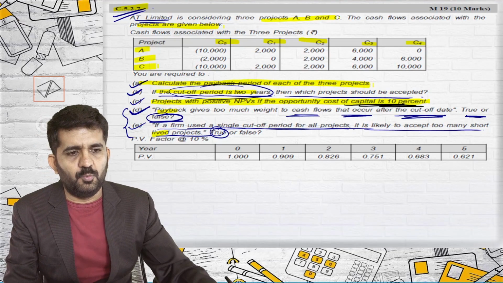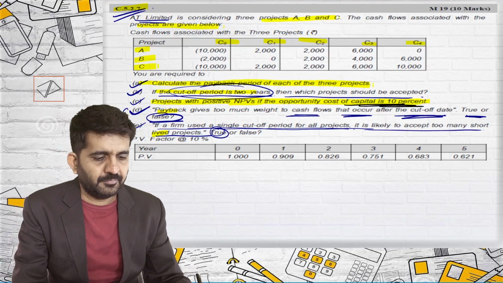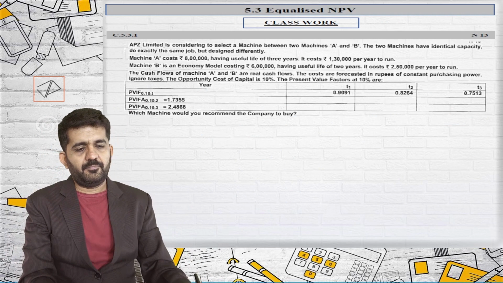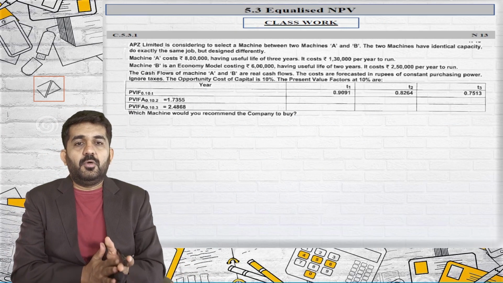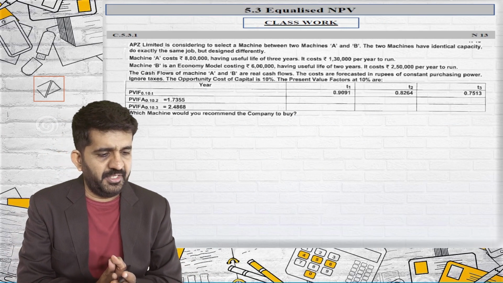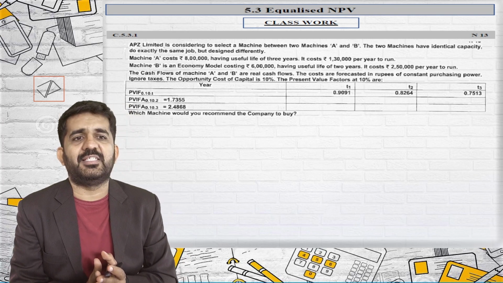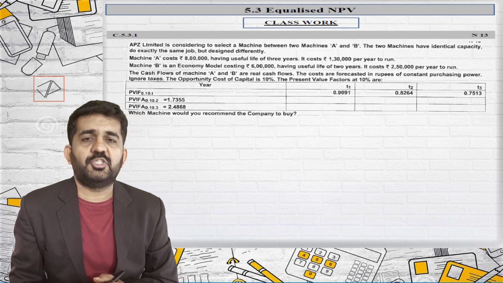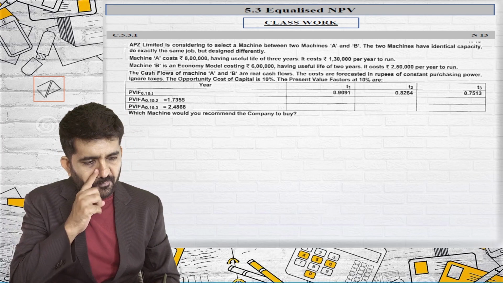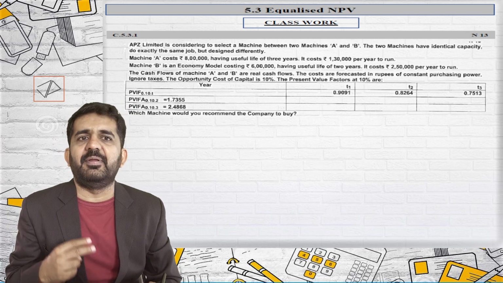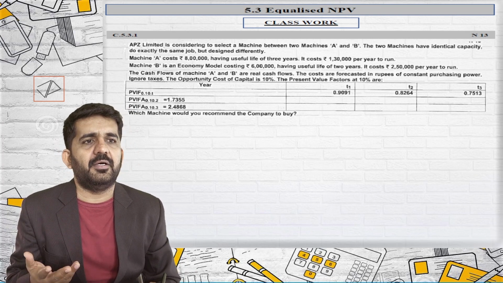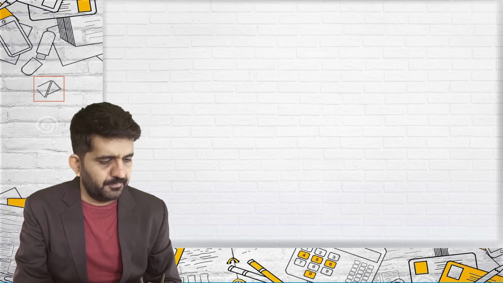Question was 5.2.7. We are first doing question of equalized annual NPV. There are 3 questions which are for equalized annual NPV. We will be doing 2 and we will be keeping 1 as homework. First, try to concentrate on this.